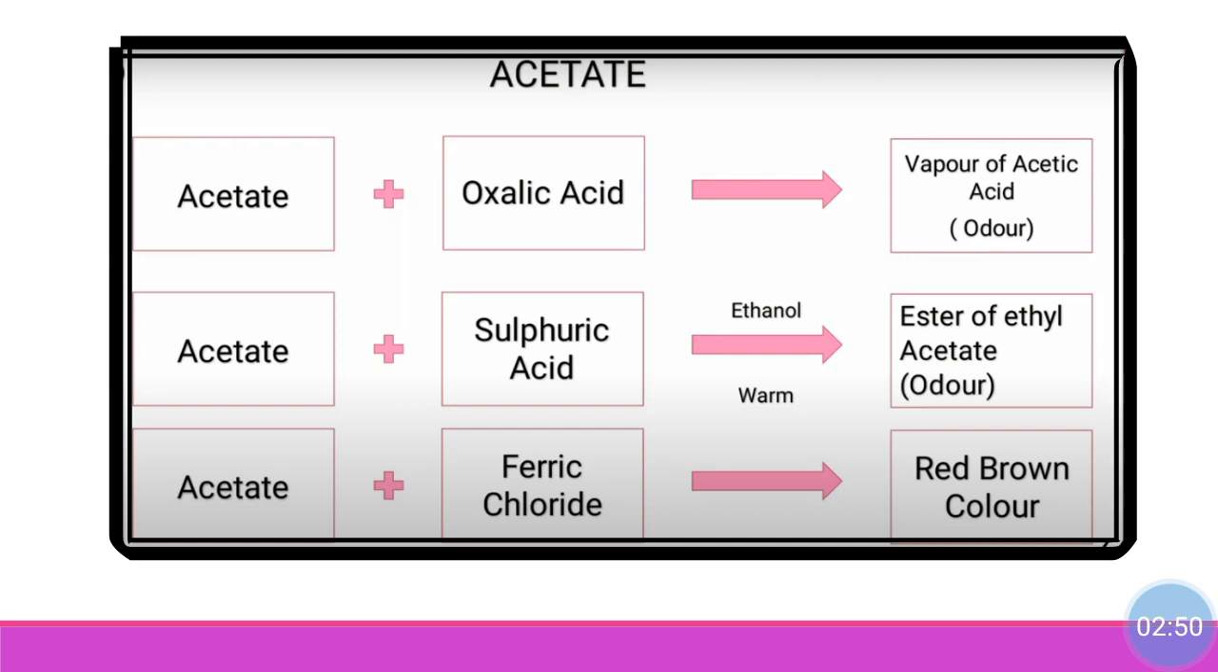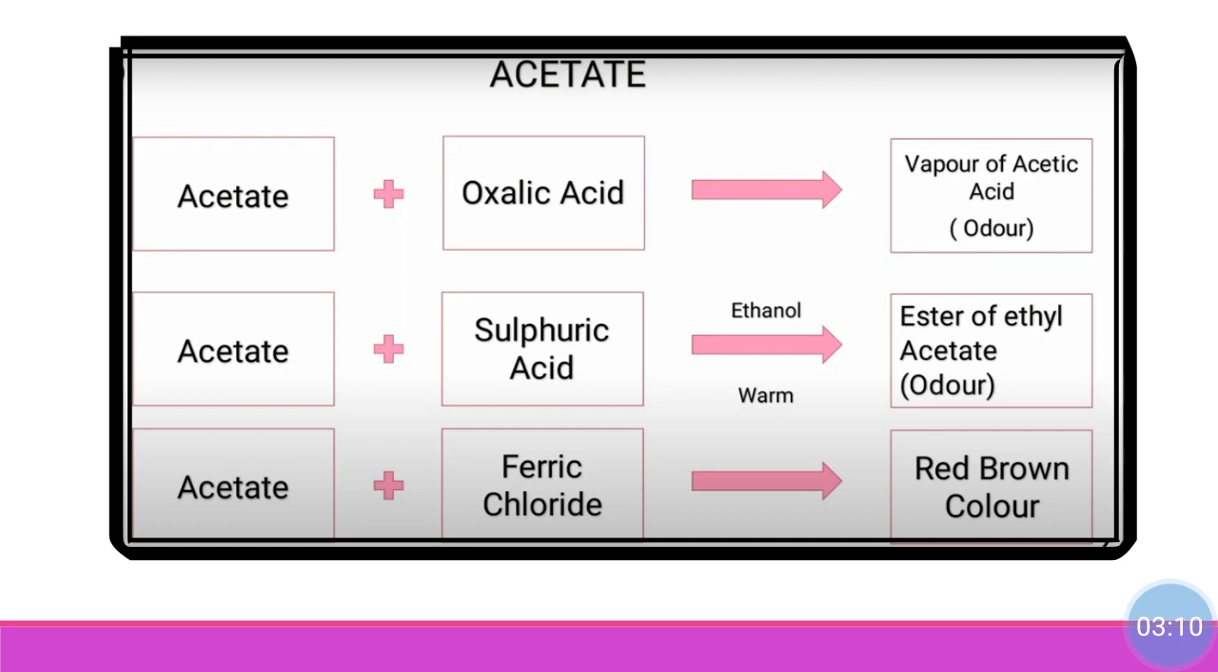Then the third test for acetate is its reaction with ferric chloride, that is FeCl3. Then there will be formation of a red brown color. That test will give the red brown color. So these are the tests for acetate. There are a total of 3 tests for acetate.